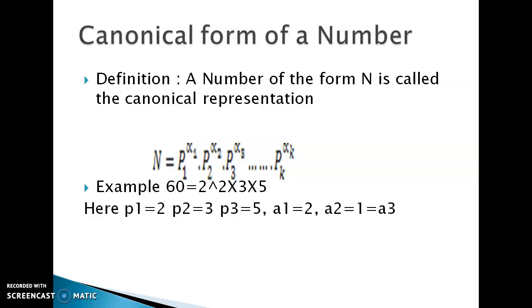A number that can be written in the form p1 to the power alpha 1, p2 to the power alpha 2, p3 to the power alpha 3 and pk to the power alpha k, such a form we call a canonical representation of a number.